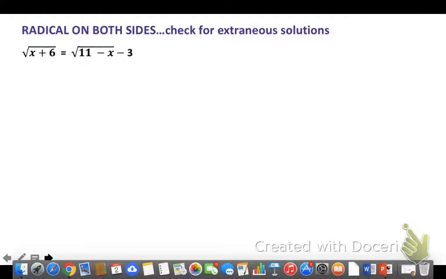In our last example, we have radicals on both sides. So normally we would try to move over the 3, but it's not going to help because we have a radical on the other side. So what we're going to do is square both sides. And that means we're going to have to FOIL the right-hand side.